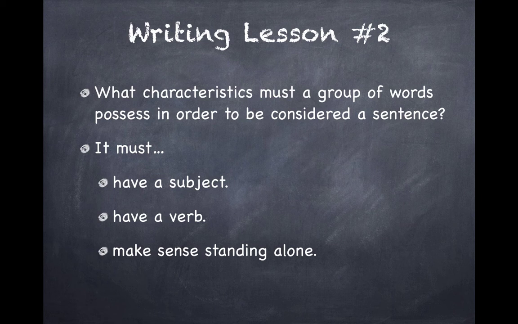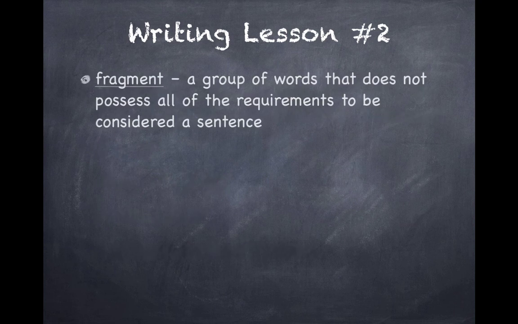If it's missing any of these requirements, whether it's one or all three, it would be a fragment. If it has 3 out of the 3, it would be a sentence. And if it has too many of these things, then it would be a run-on. So let's talk about the definition of a fragment. A fragment is a group of words that does not possess all of the requirements to be considered a sentence.